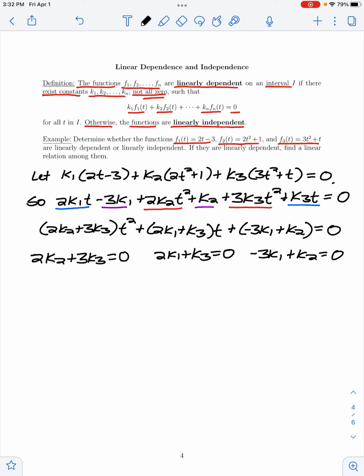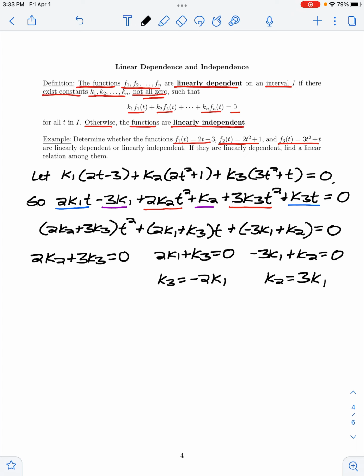And I want to solve this system for k1, k2, and k3. Looking at my second equation, I see I could solve for k3 in terms of k1. It would be negative 2 times k1. And from the third equation, I could solve for k2 in terms of k1. It's equal to 3 times k1.